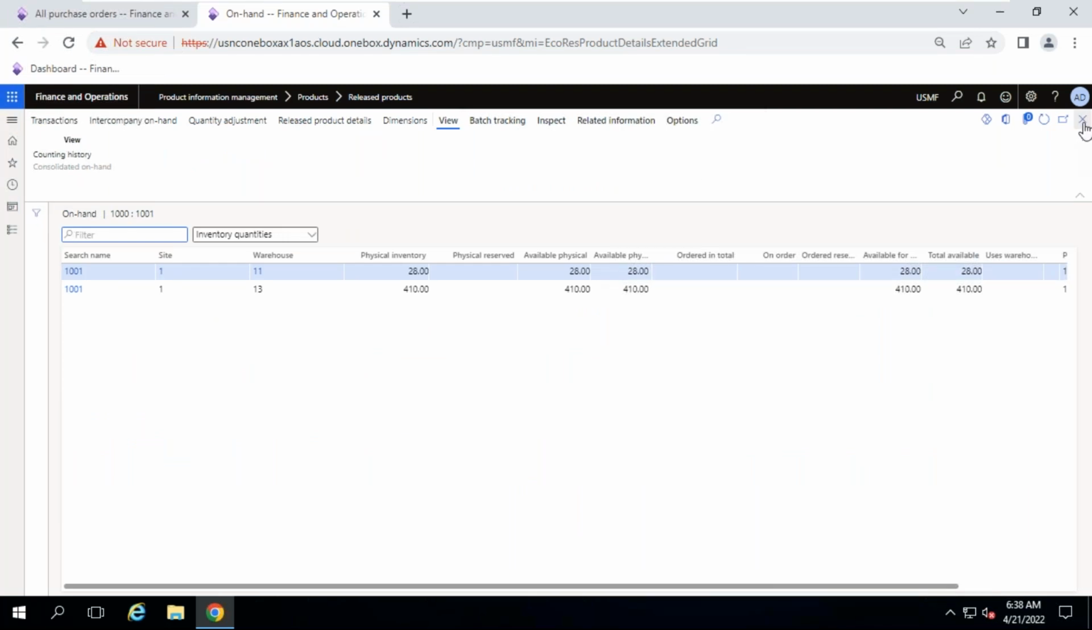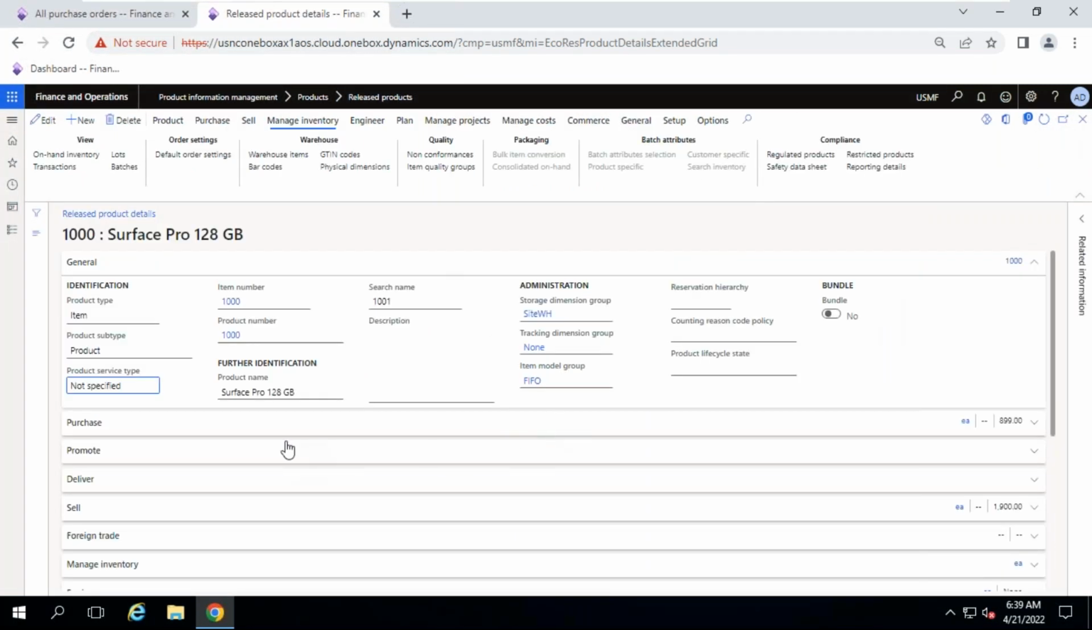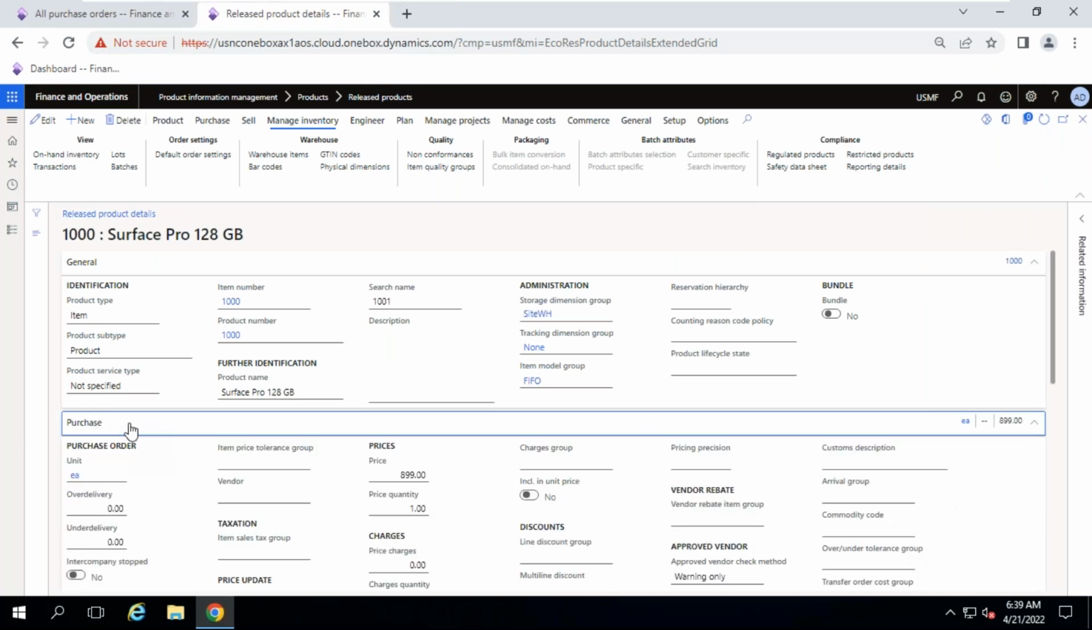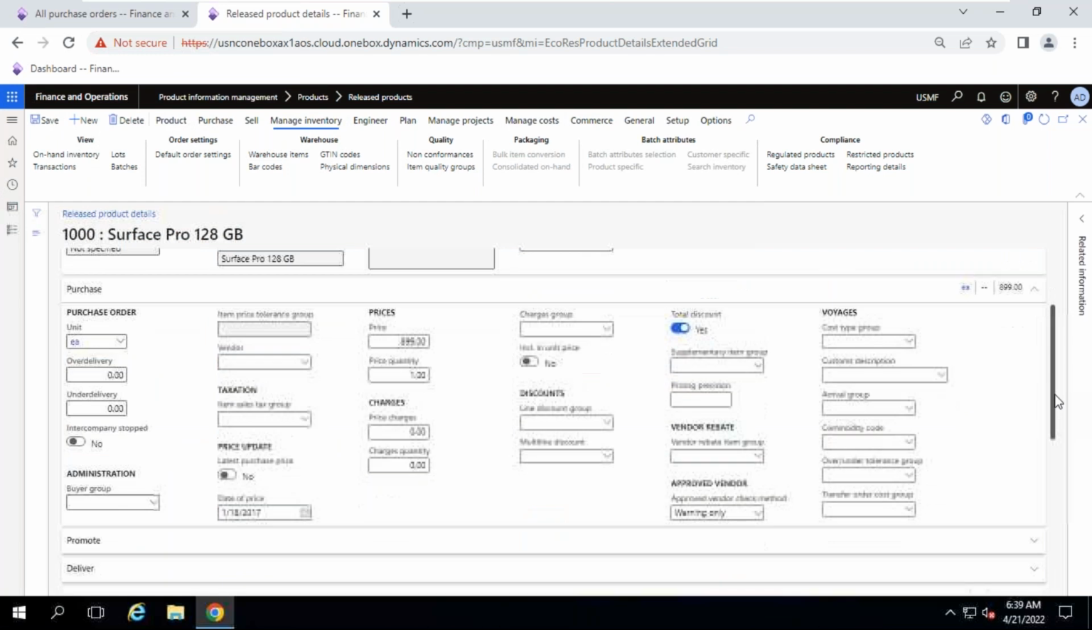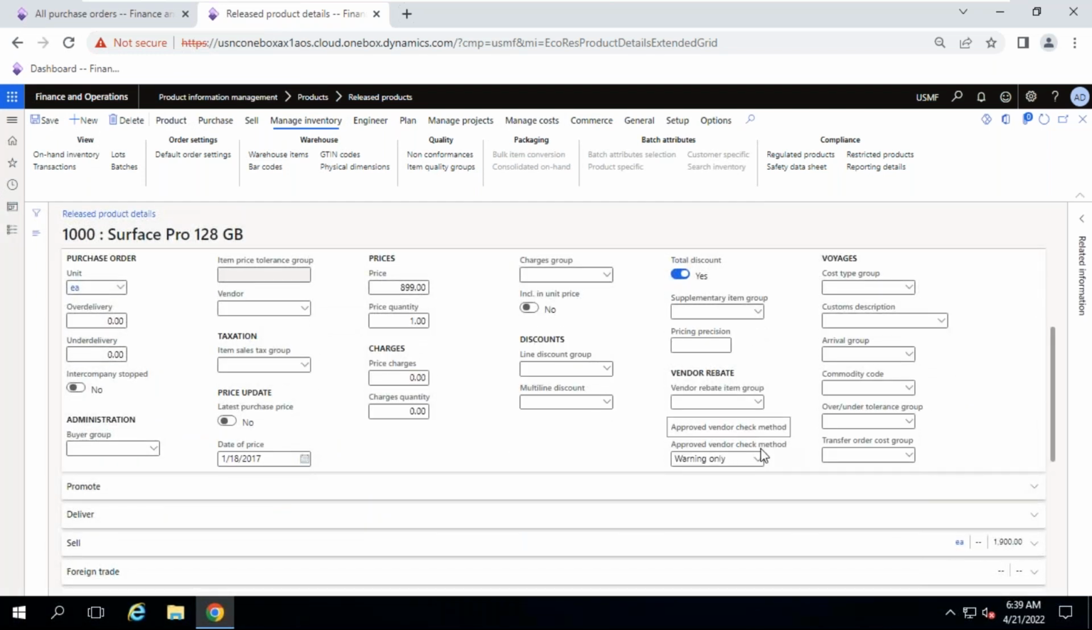If you go here for this item, purchase fast tab, click on edit. Here there is the approved vendor check method. Approved vendor check method is available: no check, warning only, not allowed. There are 3 enums. Enum is a technical word, meaning a developer has written it in code. One is no check, warning only, not allowed.